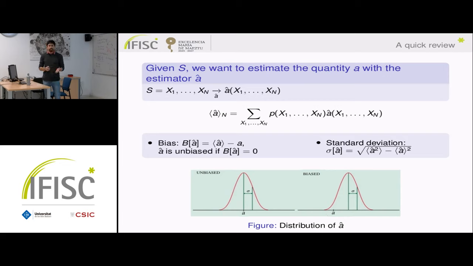With that in mind, there are two important concepts: the bias and the standard deviation. The bias is a measure of the difference between the mean value of an estimator and the quantity we want to estimate. The estimator is said to be unbiased if these two quantities are equal. This is a plot of an unbiased estimator, and this is a plot of a biased estimator, because the mean value of the distribution of the estimator is not the same as the quantity we want to estimate. On the other hand, it's also important to consider the standard deviation, which measures the dispersion of the estimator. Ideally, we would like an estimator with low bias and low standard deviation.